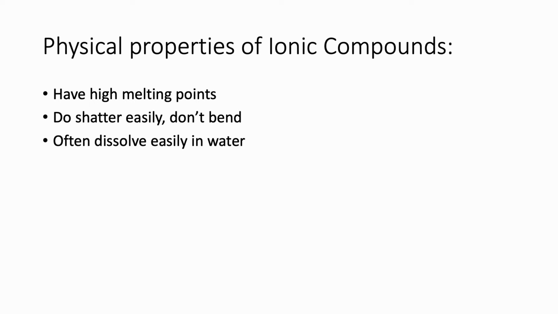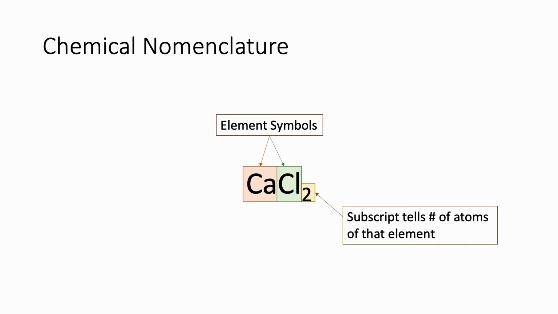Many ionic compounds dissolve easily in water. There are some that don't, and we're going to talk about those when we start talking about chemical reactions. But we encounter a lot of ionic compounds on an everyday basis. You're going to see a lot of them in chemistry lab, and so it's important to talk about how we name ionic compounds. First of all, we're going to start with a generic introduction to chemical nomenclature, where basically you show what is in a compound by giving the element symbols, and for each element, there may be a subscript that tells how many atoms there are of that element. Now, if there is no subscript, that means there's only one of each element.